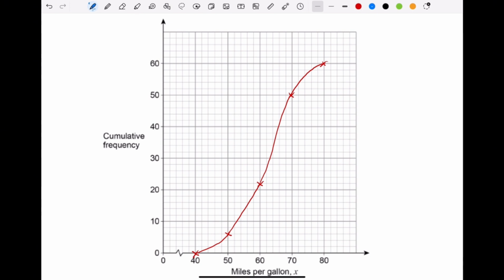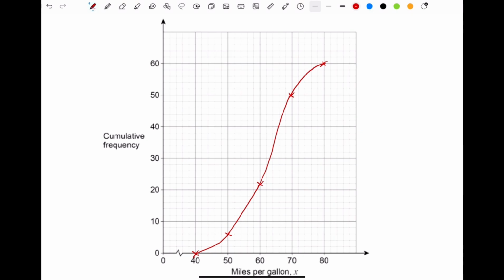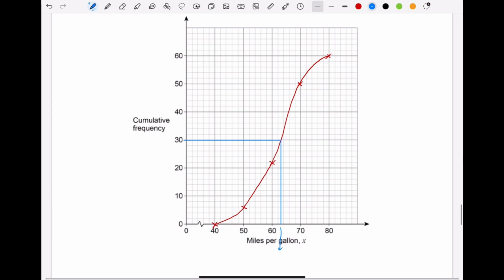Okay, so how are we going to use this cumulative frequency to estimate the median, the lower quartile, and the upper quartile? There are 60 cars in total. To find the median, we need to find the middle number, which is 30, and then we will read off its x-axis, which is the median.